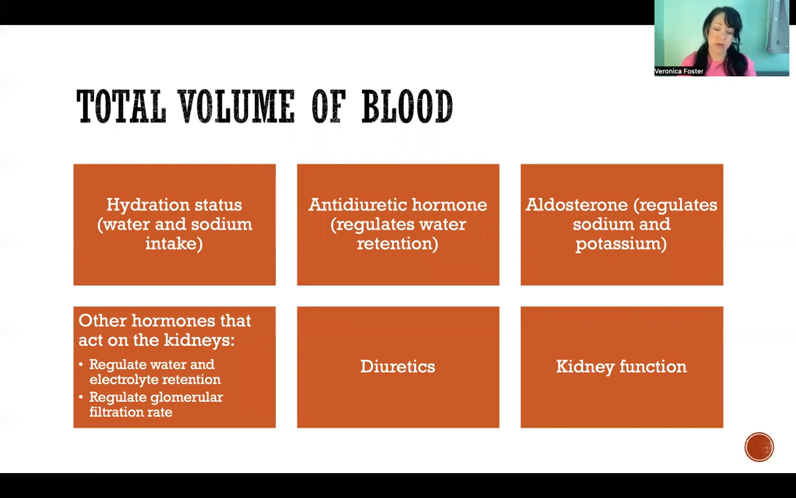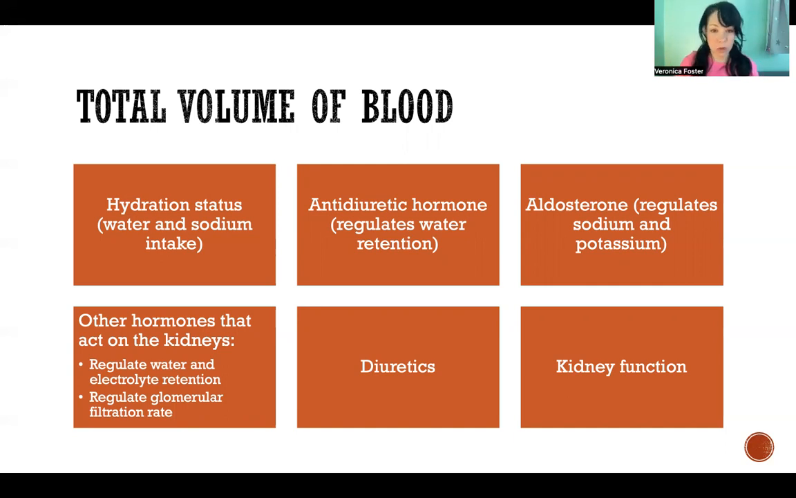So how much volume of blood, the total volume of blood, is affected by several different things. For one, hydration status. So how much water and electrolytes are you consuming? Water is the obvious one. Yes, we consume water, we'll be more hydrated, but our electrolyte consumption is also vital to our ability to retain that water because we need to keep our water and electrolytes in balance.